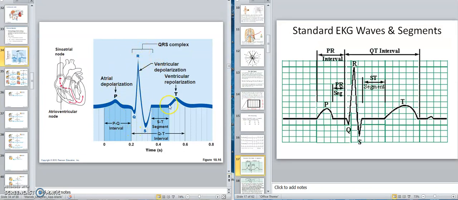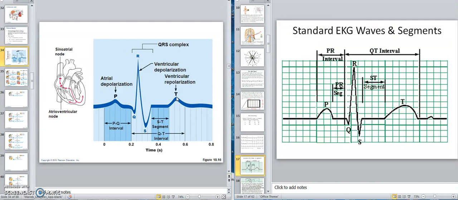Then we come here and we come out. We have where the ventricles then repolarize, ventricular repolarization. So what do we have here? We have the P wave, atrial depolarization, the QRS for ventricular depolarization, and the T wave for ventricular repolarization.